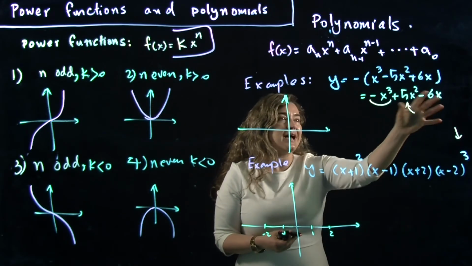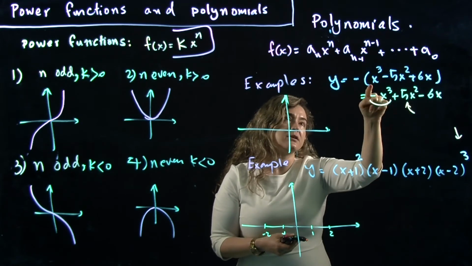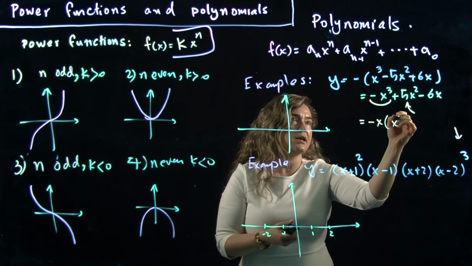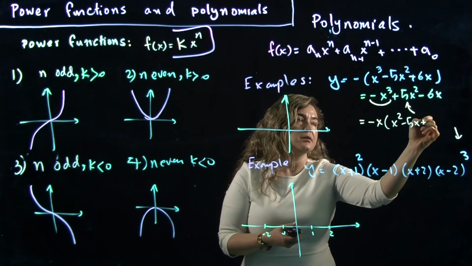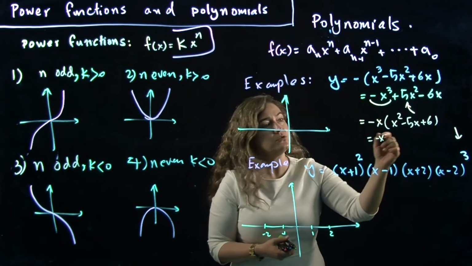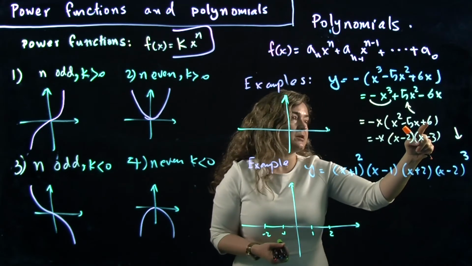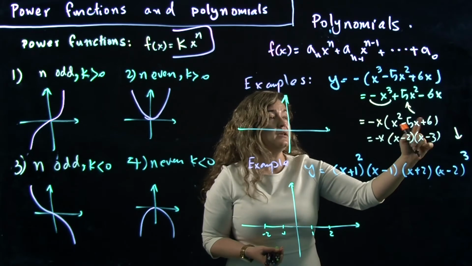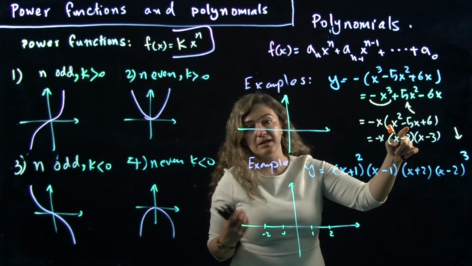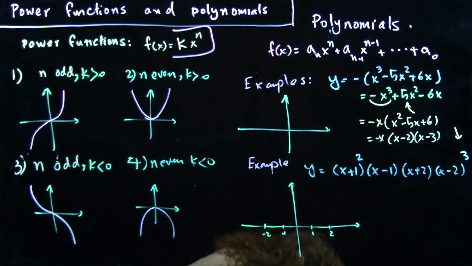Now, how do I factor this? If I factor the negative sign again and I factor an x, I will get negative x times x squared minus 5x plus 6. Negative x, and this factors into x minus 2 times x minus 3, right? Because 6 is negative 2 times negative 3, and this one is negative 2 plus negative 3. So that works.